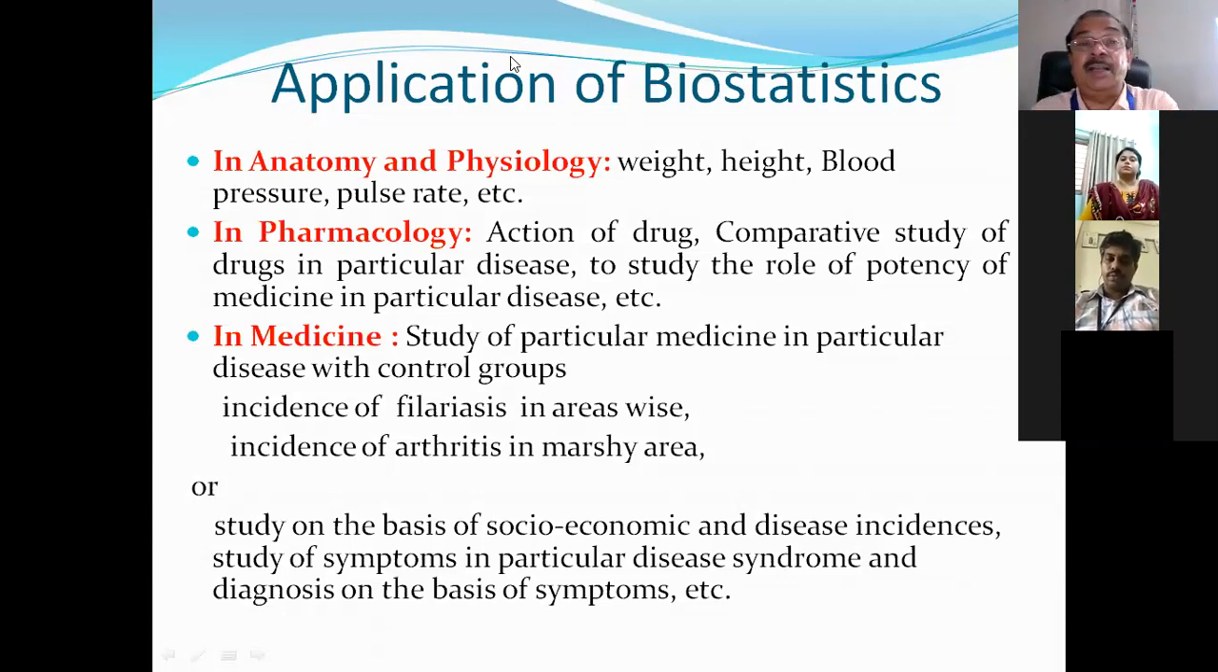So in anatomy and physiology, we apply biostatistics, studying with the help of biostatistics. In pharmacology also, like the action of a drug, the comparative study of some drugs in a particular disease.